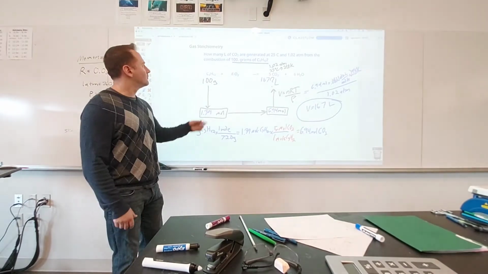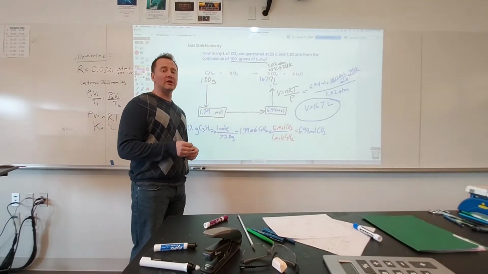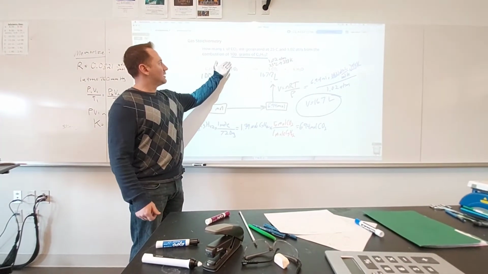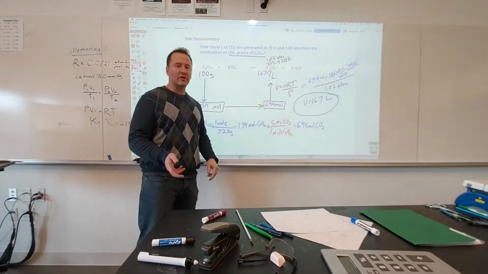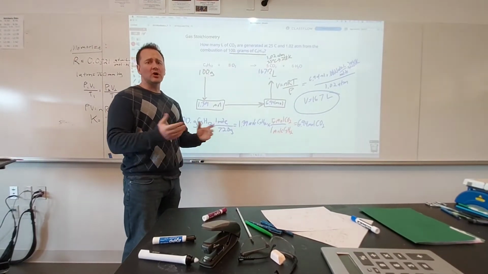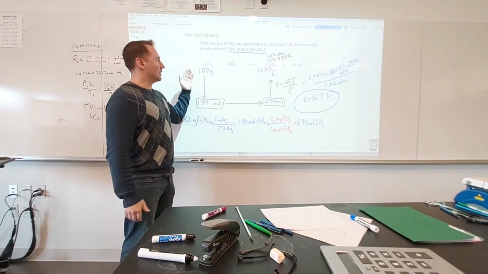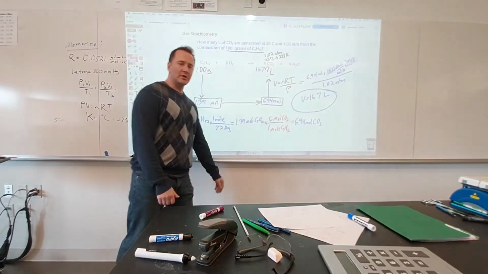a volume. So in this problem, we're asked to figure out how many liters of carbon dioxide can be generated when we burn 100 grams of pentane, C5H12, under these conditions of 25 degrees Celsius and 1.02 atmospheres. So, like always, the first step is going to be to write a balanced chemical equation. And we have that right here for the combustion of pentane.